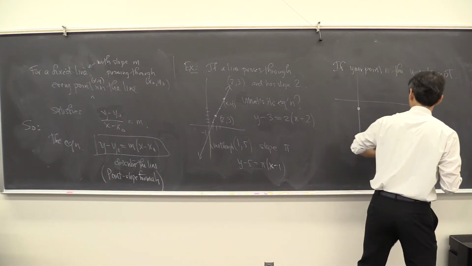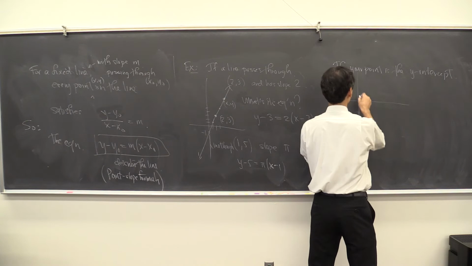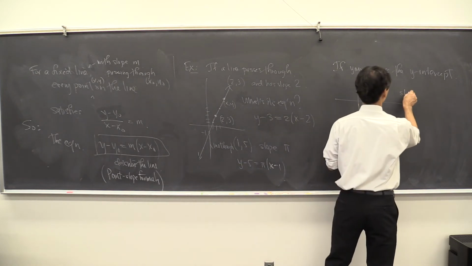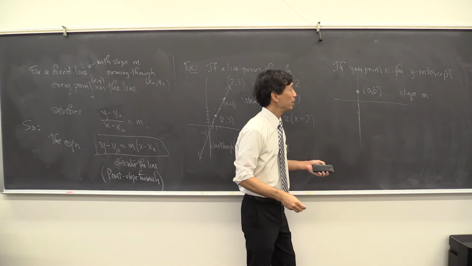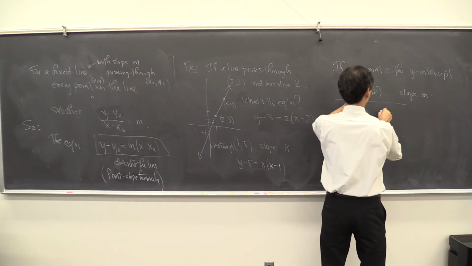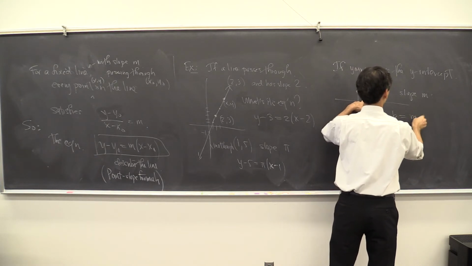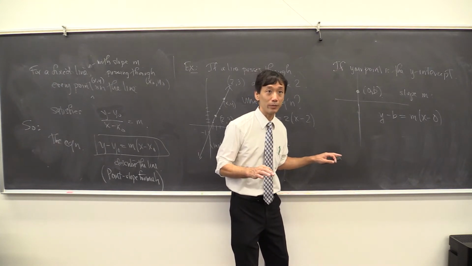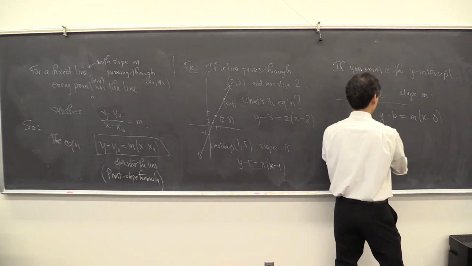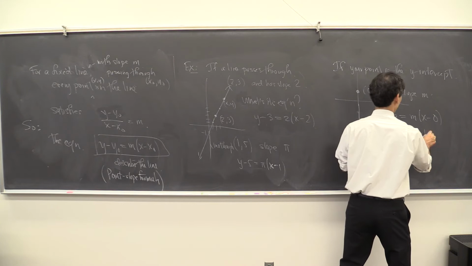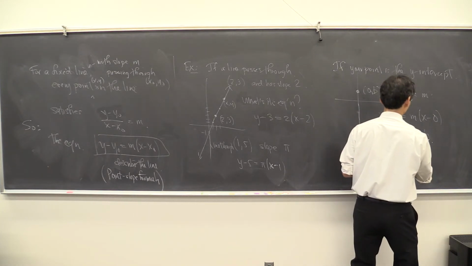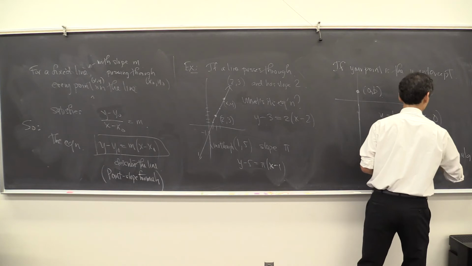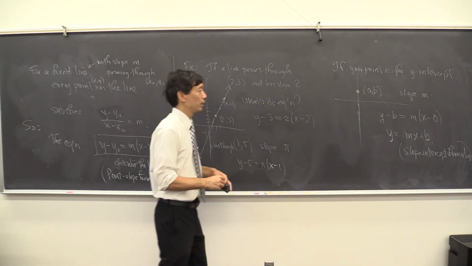Actually, let me make it a little bit more appealing. Suppose you have the intercept and it's (0, b), and you know that the slope is m. In that case, the equation is going to be y minus b is equal to m times x minus 0. Everybody following? If you rearrange things, this is going to be y equals mx plus b, the so-called slope-intercept formula.